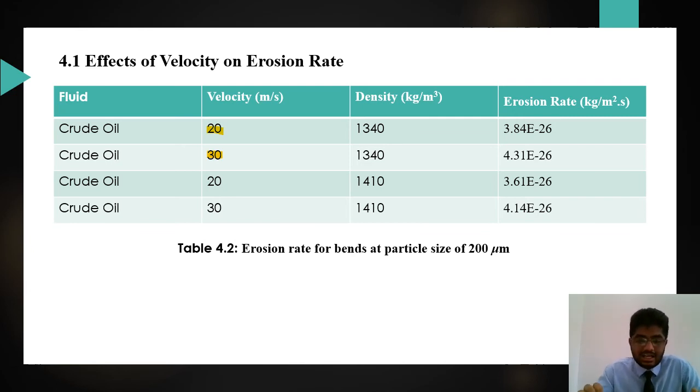The trends observed show the maximum erosion rate at two various particle densities at 200 micrometer when velocity is 30 meter per second, which is 4.31 times 10 to the power of negative 26, and for this one 4.14 times 10 to the power of negative 26. Thus, when velocity is increased from 20 to 30 meter per second, the maximum erosion rate increased by about an order of magnitude.